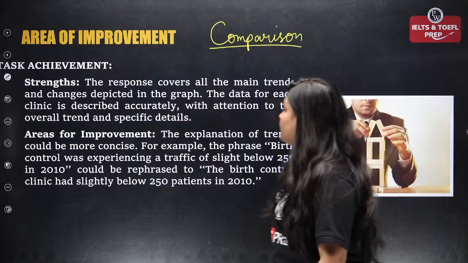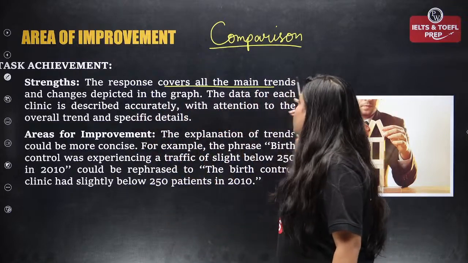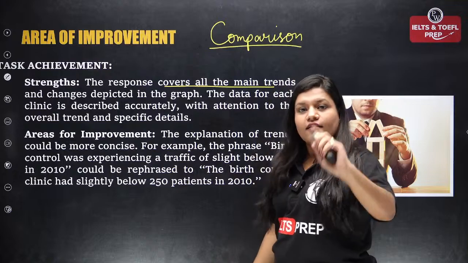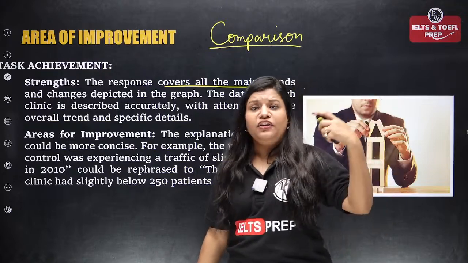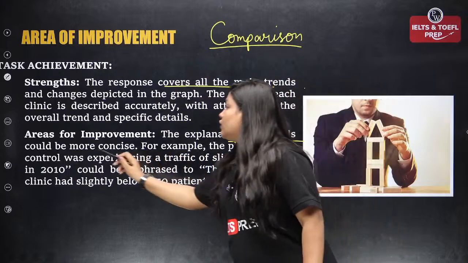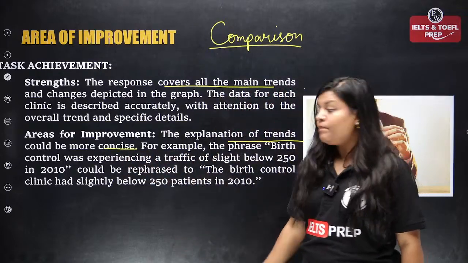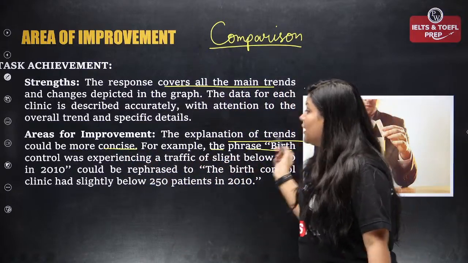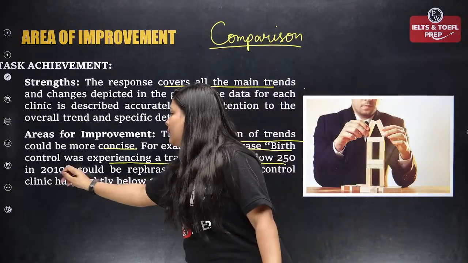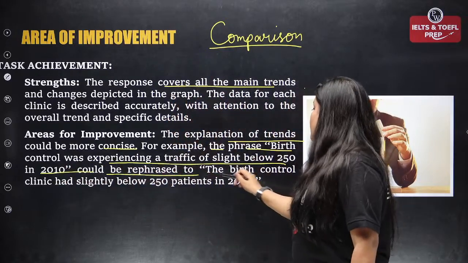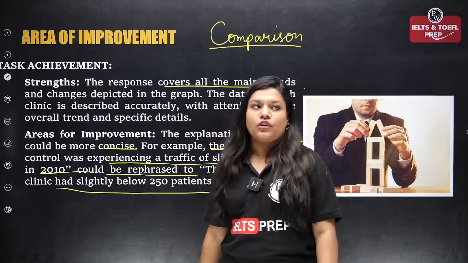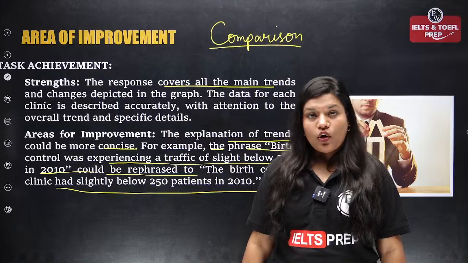Now, the response covers all the main trends and changes, definitely, that I have already told you. Though it covered all the changes, fluctuation, fine, grew, increase, fair enough. But the explanation of the trends could be more concise. For example, the phrase "birth control was experiencing a traffic of slight below 250 in 2010" could be rephrased to "the birth control clinic had slightly below 250 patients in 2010." Got it?